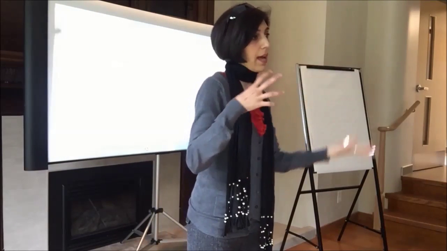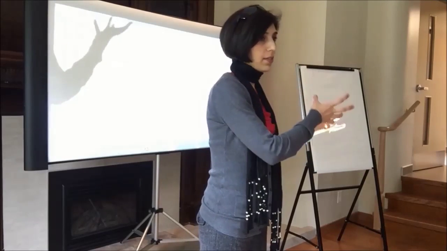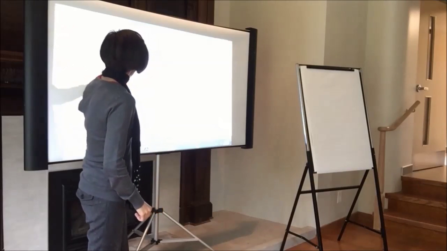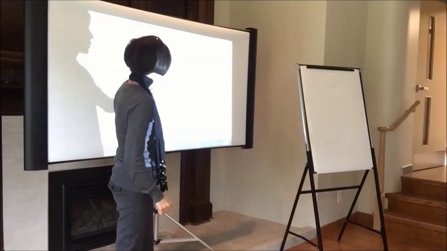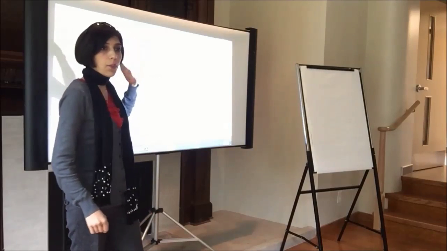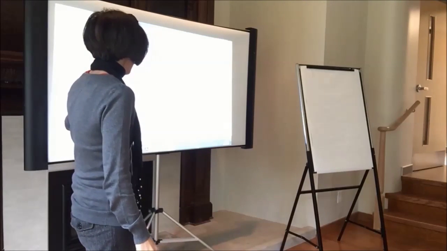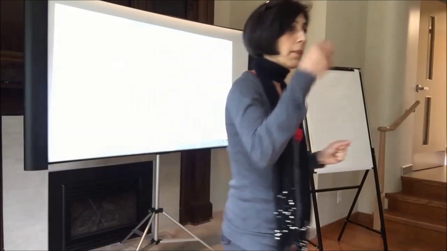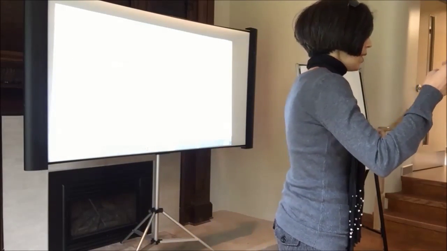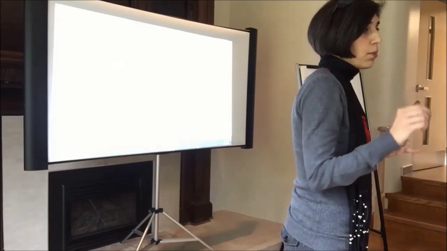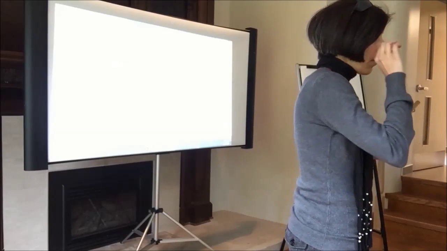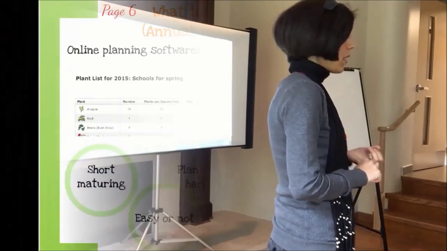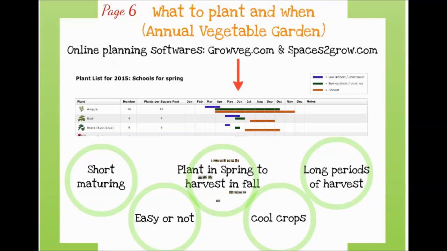Every one of these softwares has some strengths in some areas. For example, Growveg.com gives you a complete list, color-coded in terms of months, when to start it, which is very, very useful, extremely useful. The Spaces to Grow has a lot more information about particular plants. So if you're more into reading about what type of nutrients that specific plant needs, they have a lot of information there. So check them both out.